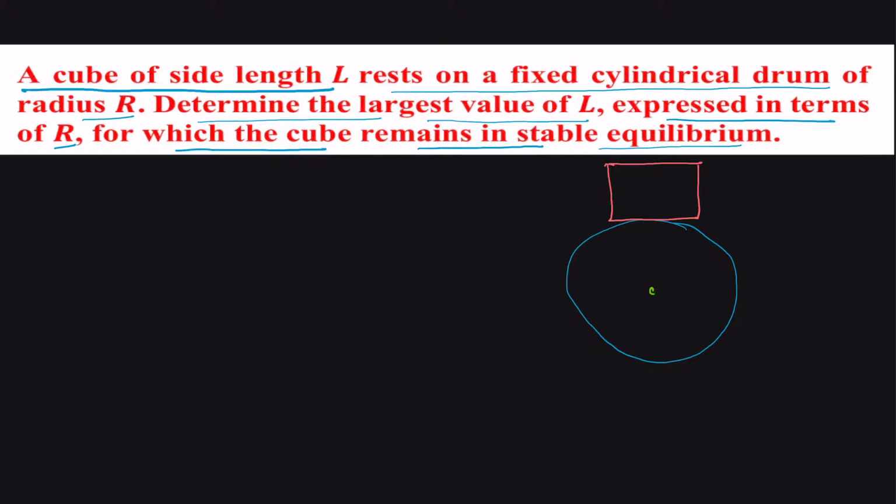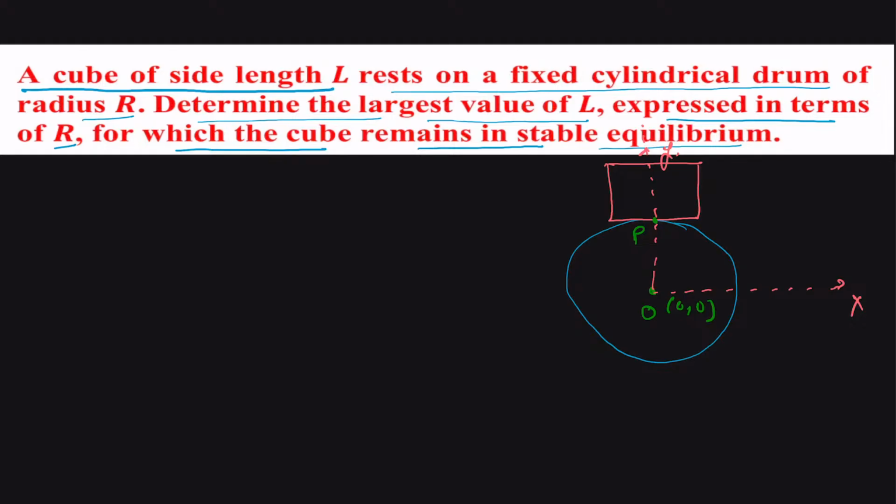So let's assume the cylinder has a center which is called O, and this O is our origin. From here we have our x-axis and we have a y-axis. So this is our x-axis as well as our y-axis. Okay, and the contact point, let us suppose we call this P.